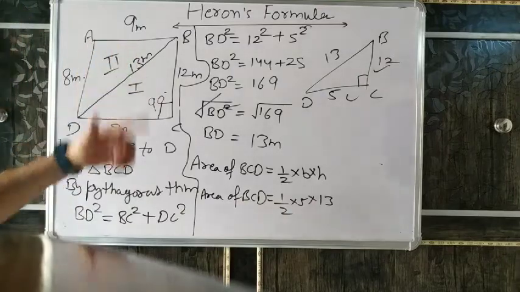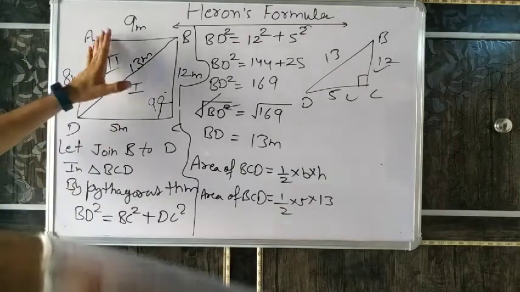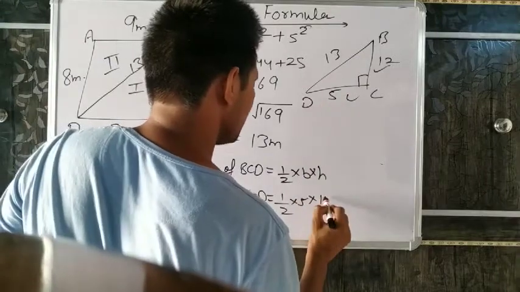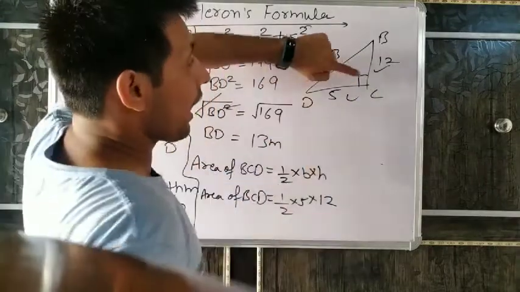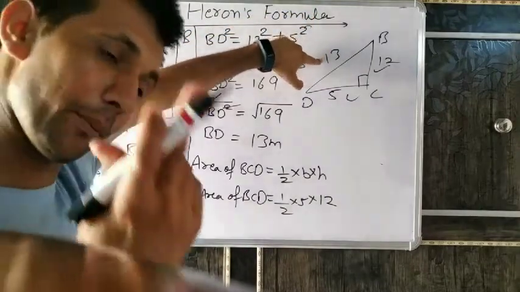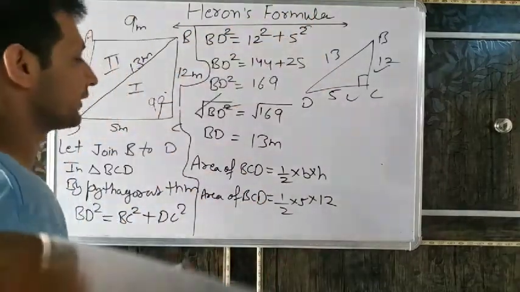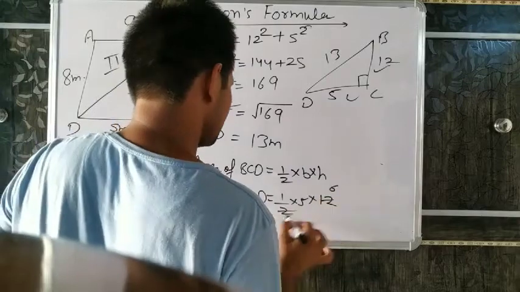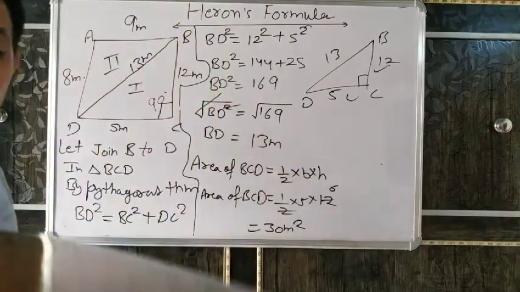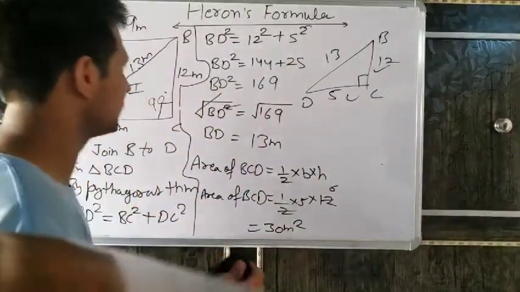Otherwise we will use which one? Heron's formula. It is 12, not 13. Sorry, it is the hypotenuse, the side opposite the 90 degrees. Other than the hypotenuse, one is base and one is height. So 1 by 2 into 5 into 12, what is the area? 30 meter square. Do you understand? Very good. Next.